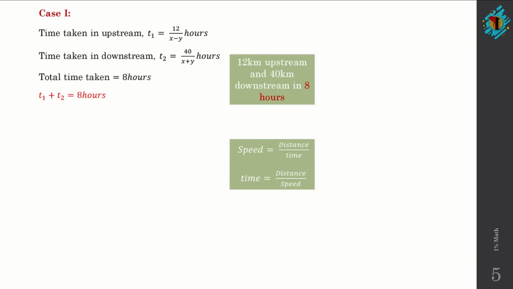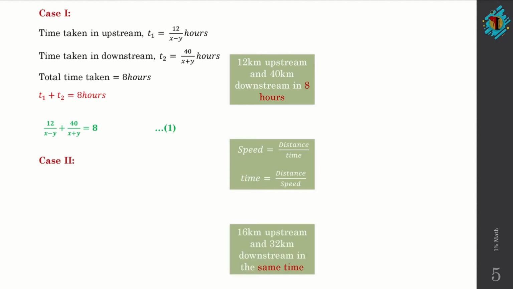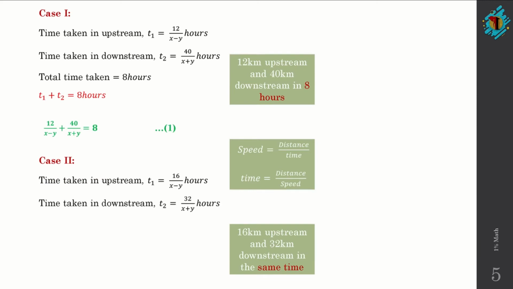So T1 and T2 are replaced as 12 by x minus y plus 40 by x plus y is equal to 8. It is our first case and it is going to be our first equation. In the second case, as you can see here, it is 16 km upstream and 32 km downstream in the same time. Same time is again here also it is taking 8 hours.